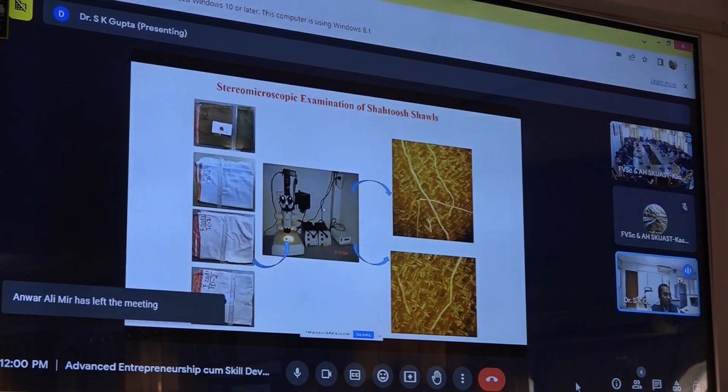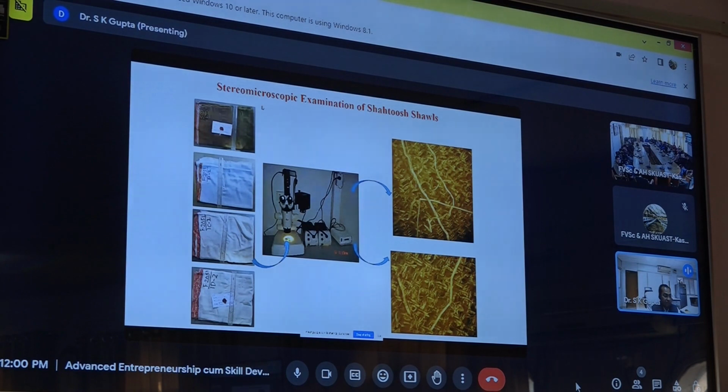And we can identify the species, even sometimes we can identify the presence of its guard hair over the shawl surface using a simple stereo microscope.